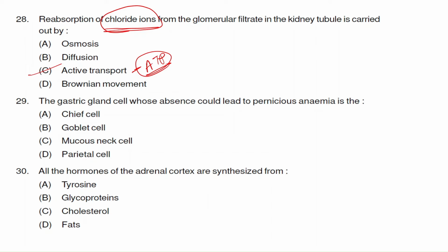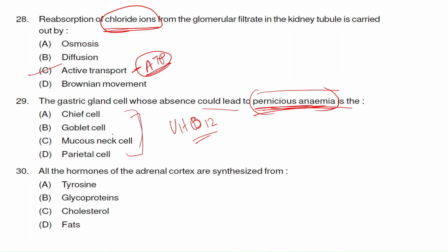Question number 29. Gastric glands whose absence would lead to pernicious anemia is. Look, anemia can be of different types. Why is pernicious anemia caused? Pernicious anemia is caused due to deficiency of vitamin B12. Look, which gastric gland cell is responsible for this? Remember, here answer will be option number D, that is parietal cell.